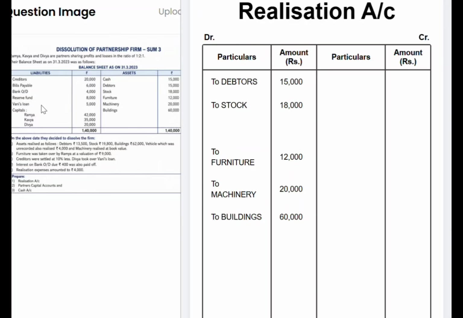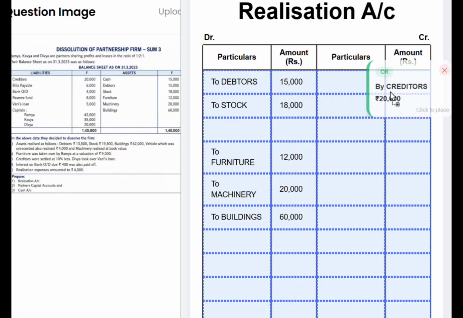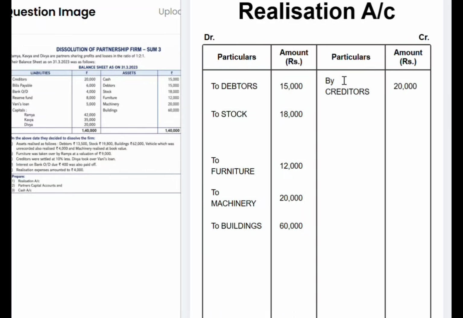Now, similarly, we have to take all the external liabilities, that is creditors, bills payable, bank overdraft, and Vani's loan, which is the external liability, on the credit side of the realization account to close the liabilities. So first liability we have is the creditors. On the credit side, we have to enter it by creditors 20,000.